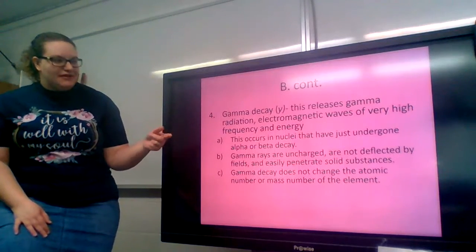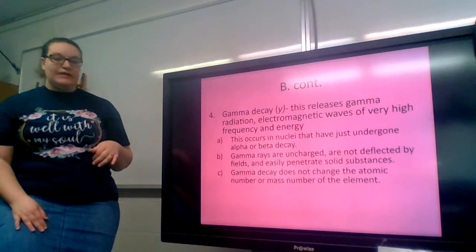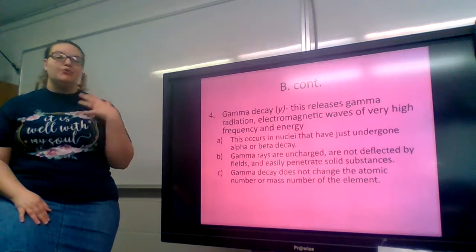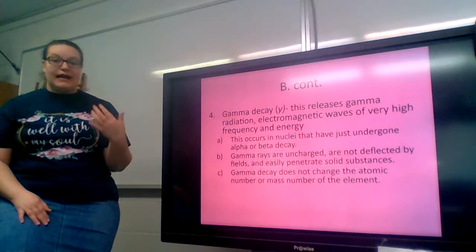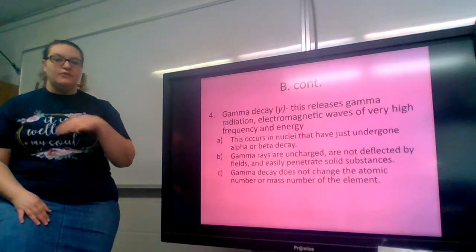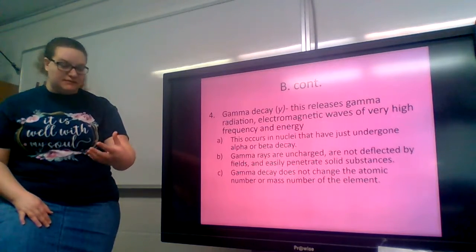This occurs in nuclei that have just undergone alpha or beta decay, so one of the previous decays has to have occurred in order to set the stage for gamma decay to happen, okay? Either alpha decay or beta decay must have happened in order for gamma to come onto the scene.